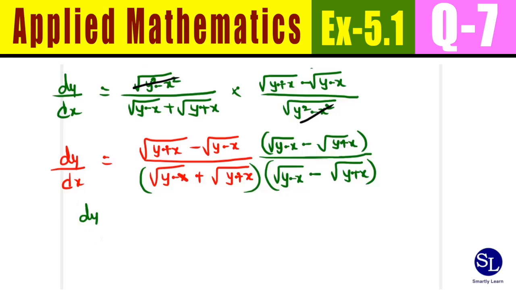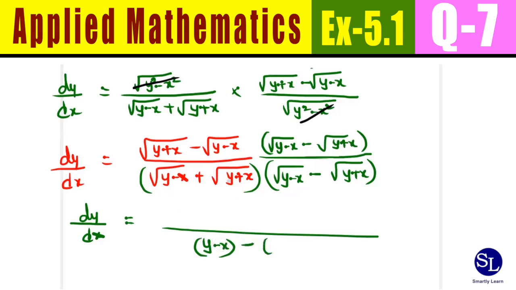Now again, let's simplify. Dy by dx is equal to, as far as the denominator is concerned, a plus b into a minus b is a squared minus b squared. Square of y minus x, the root is going to be simply y minus x, because the root and the square will vanish, minus, again, y plus x square root. When you square it, the root will vanish. So this is another y plus x. Now as far as the numerator is concerned, it is simply root of y plus x minus root of y minus x, the whole square, because the same term is getting multiplied on both the sides.